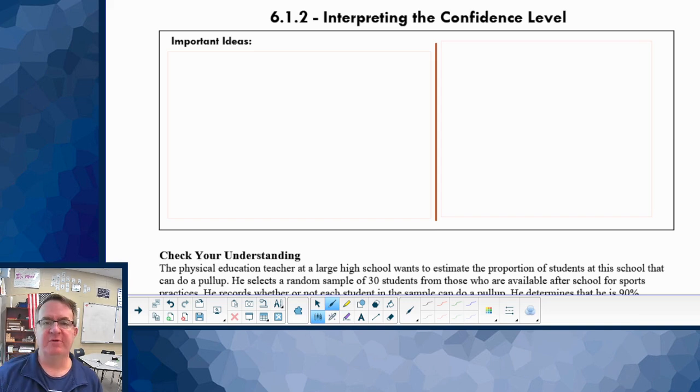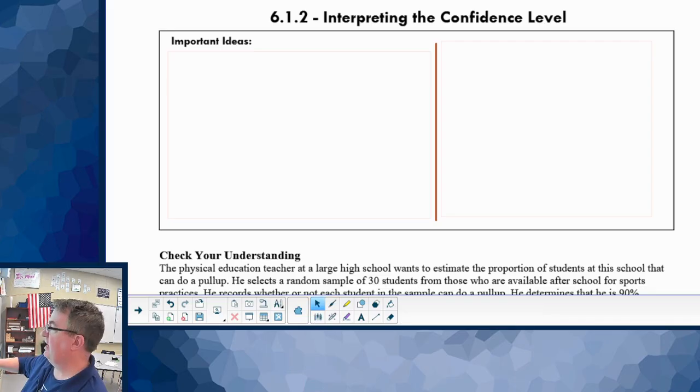Hey, welcome back. We're here formalizing what was going on with our confidence intervals. So let's talk you through those. Two important ideas to go through. One, we're tweaking something we did yesterday.